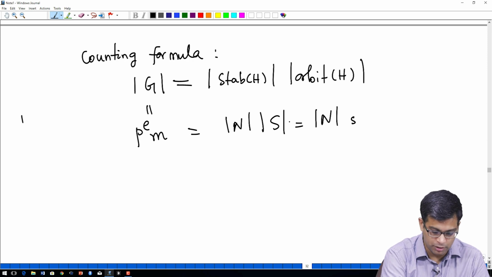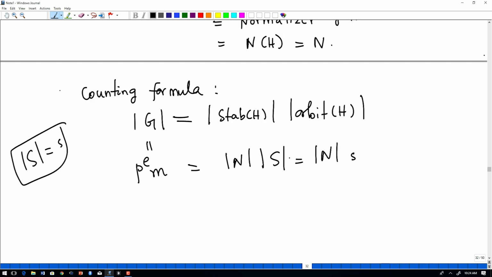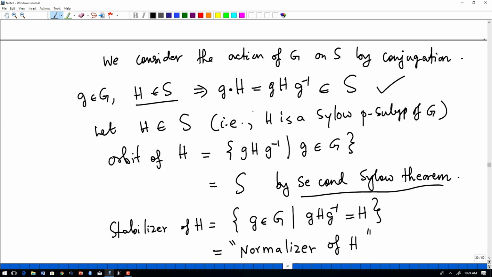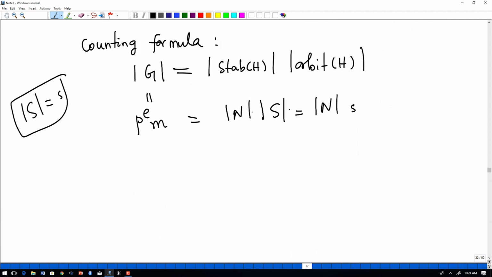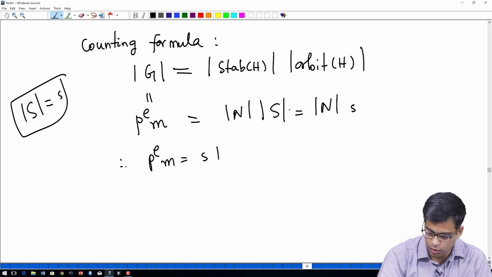remember our notation: the number of Sylow P subgroups was called S in the statement of the theorem. Small s denotes the number of Sylow P subgroups, capital S is the set of Sylow P subgroups. So, the order of S is small s. So, p power e times m is S times the order of N.